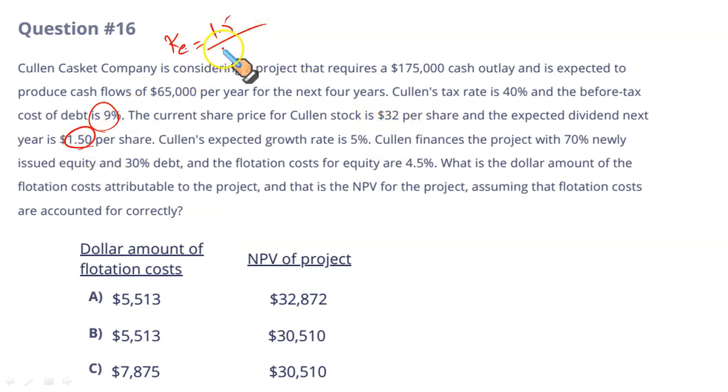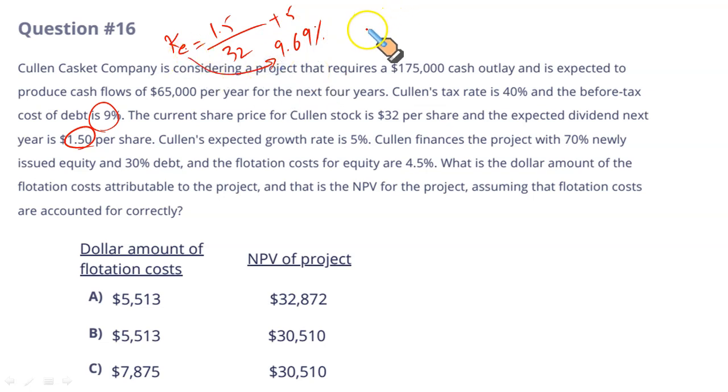Divided with the current share price, that is 32. To this, simply add the growth rate that has been given as 5% and simplify the result. 1.5 upon 32, express it in percentage. To this add 5%, they give you the cost of capital, cost of equity, 9.69%. This is your cost of equity, common equity.